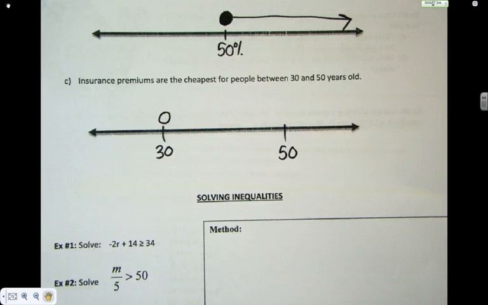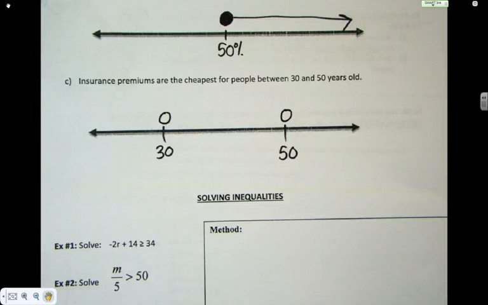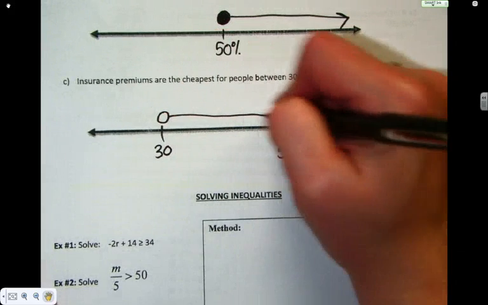Okay, that was 50-50, so let's debate that. So when it says between 30 and 50, is it including 30 and 50? Between 30 and 50. Not including. Not including. What about 50? Not including. So that's a white dot. The word does not specify 30 and 50. It just says between. What do I do with those two dots? Connect them.